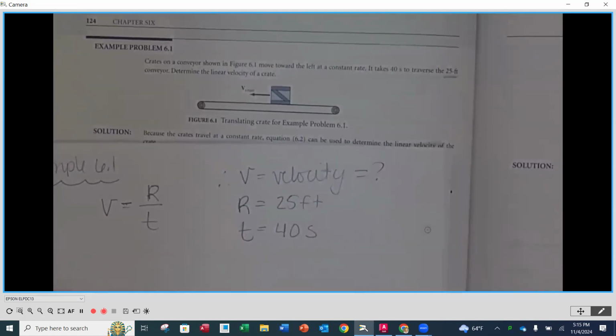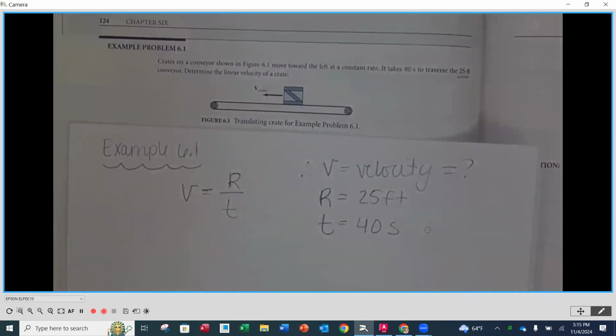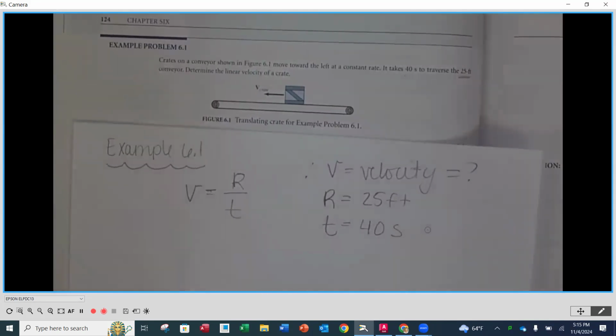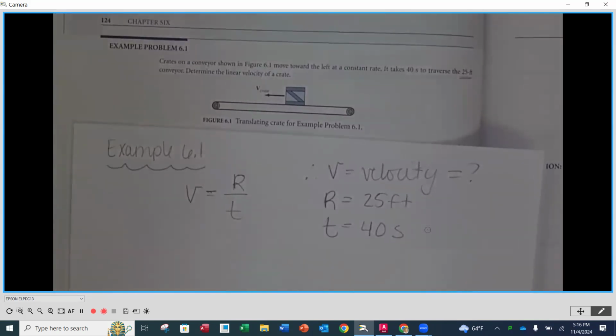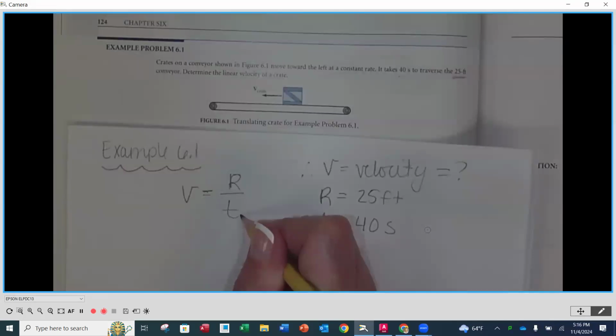As we can see on the left-hand side where we've got our equation, velocity is equal to R over T. When you write your equations out, my expectation, just like it was in statics, since most of you had me for statics, is that when we have a division, we write the numerator on top and the denominator on the bottom.